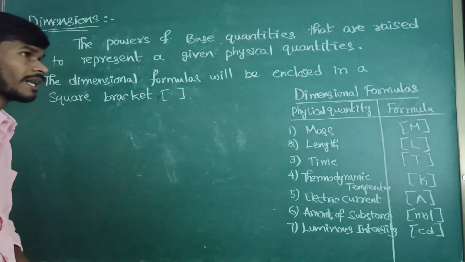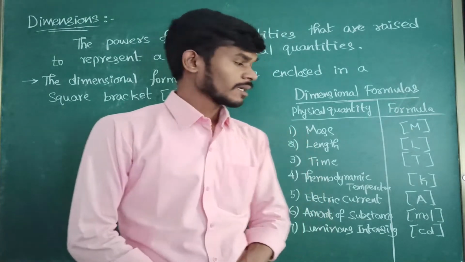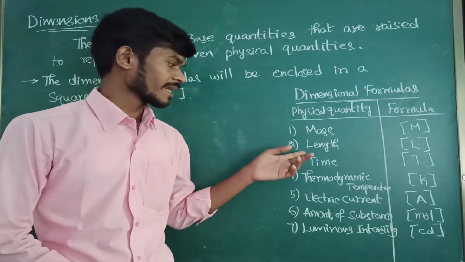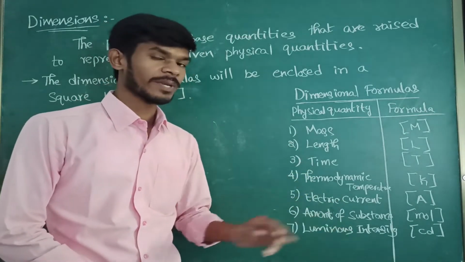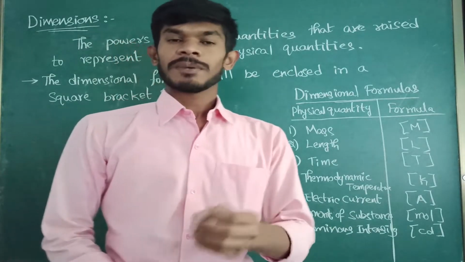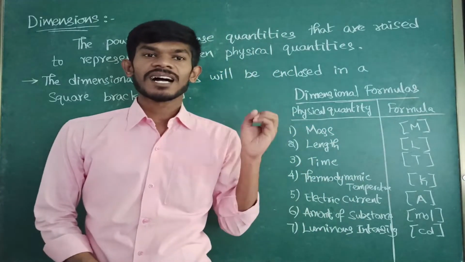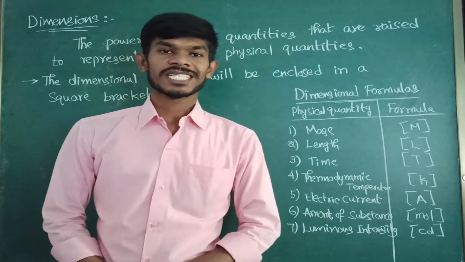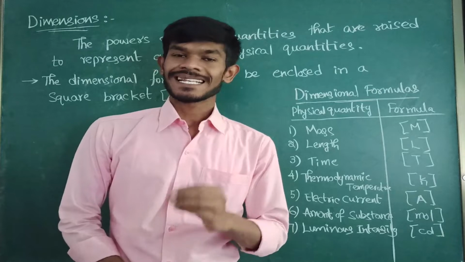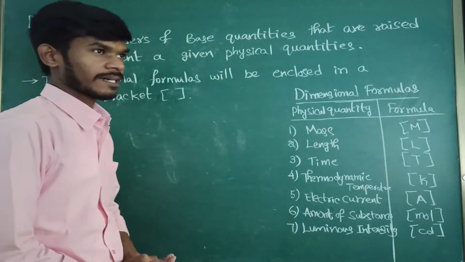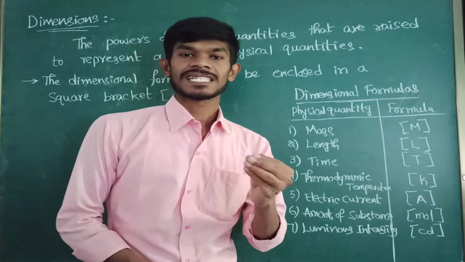See here, we have seven fundamental physical quantities and two supplementary physical quantities. Seven fundamental physical quantities: mass, length, time, thermodynamic temperature, electric current, amount of substance, and luminous intensity. And the supplementary physical quantities: plane angle and solid angle. So by combining all these fundamental and supplementary physical quantities, there are nine base quantities present in the SI system of units. Nowadays every country follows the Système International units, meaning the SI system of units.